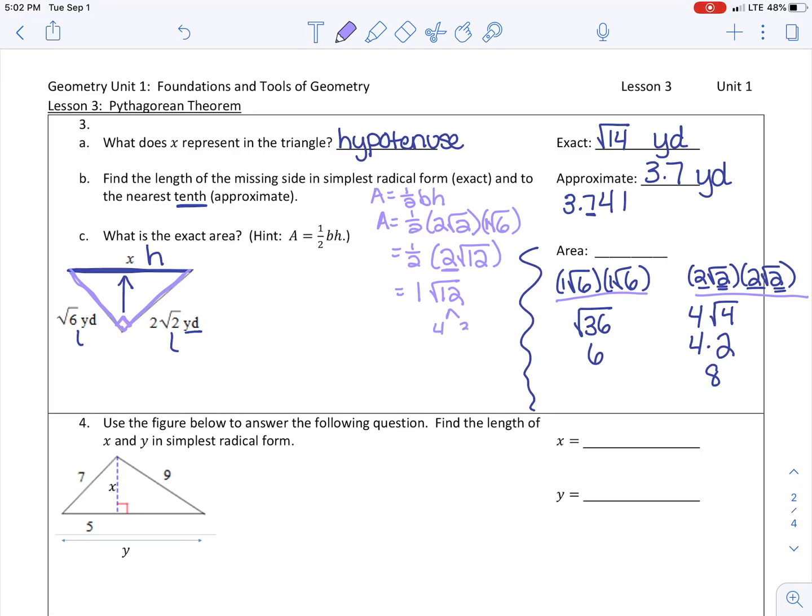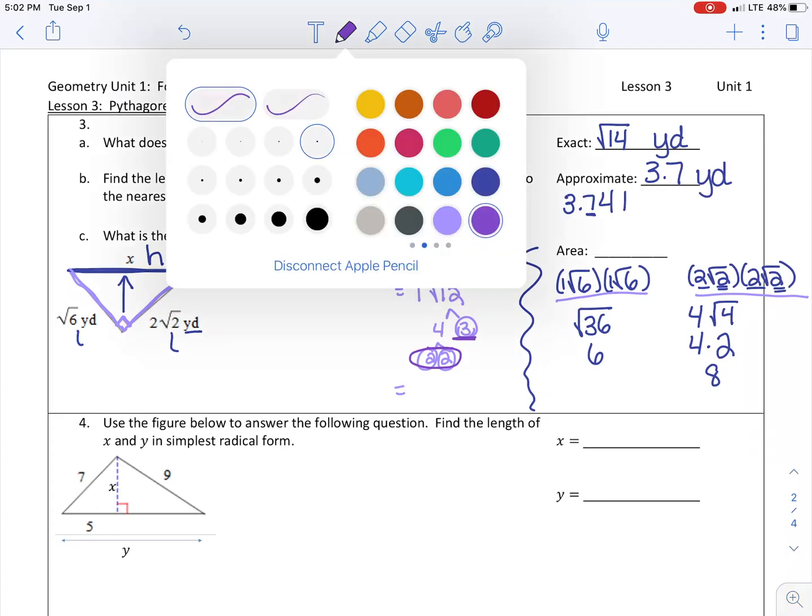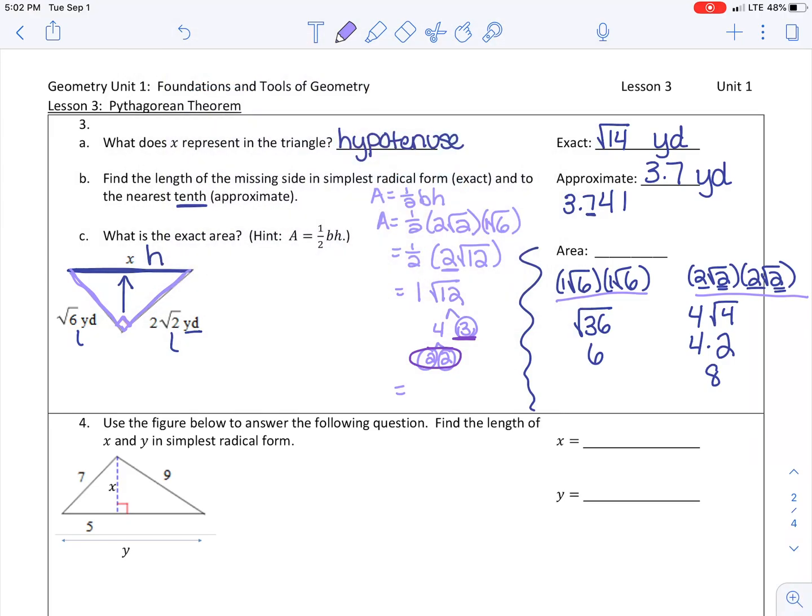Okay, so we have 4 times 3. 3 is prime. 4 is not, so we break that down to 2 and 2. And if I do that, I have some pairs. So I have a pair of 2 here, and then I have this loner 3. So I end up taking one of those pairs out, a 2 times 1, because I can't forget about that one here. And then underneath my radical, I have my loner 3. So it ends up just being 2√3 for my area.